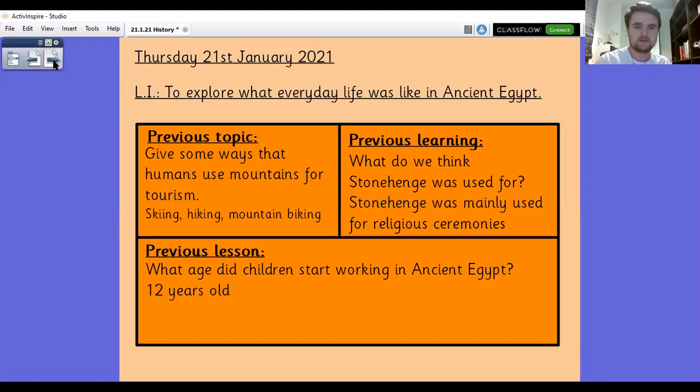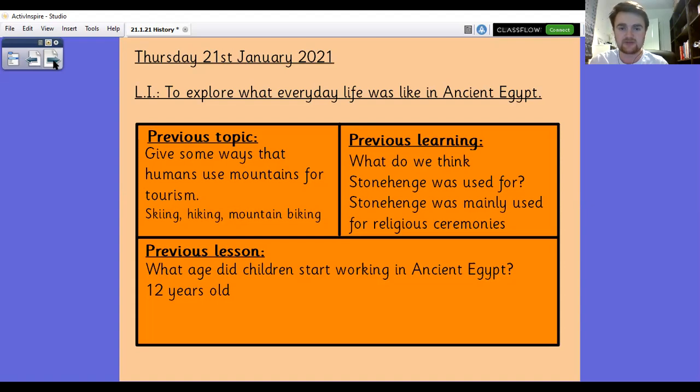Okay, so let's have a look. Some examples of ways that humans use mountains for tourism: you've got skiing, hiking, mountain biking. There are others such as whitewater rafting, which needs that steep incline to happen on. What do we think Stonehenge was used for? We think it was mainly used for religious ceremonies. There is evidence to suggest that that is one of the things it was used for, particularly around solstice times.